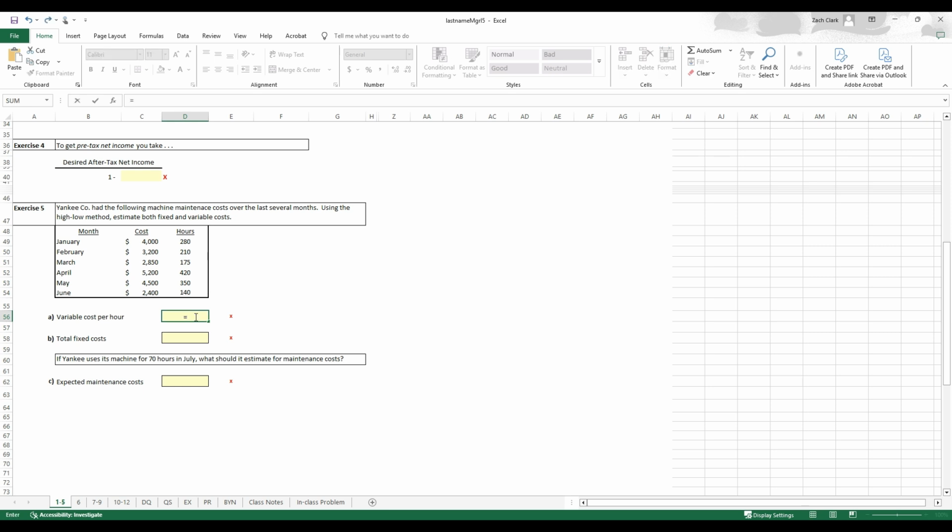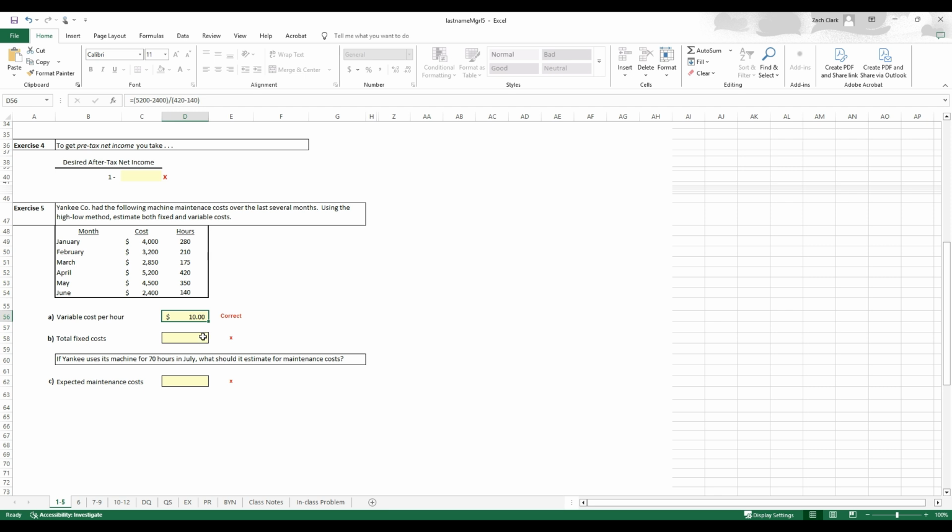So let's put that into a formula here. So our numerator then, again, is going to be our high minus our low month. So we have a 5,200 and it looks like our 2,400 is the low month. So 5,200 minus 2,400. And then we're going to divide by the difference in the activity for that month. In this instance, we're looking at hours. And so we've got 420 minus 140. And again, that's just associated with the two amounts there. Okay, and then we come up with estimated variable cost per hour of $10 of the variable portion.